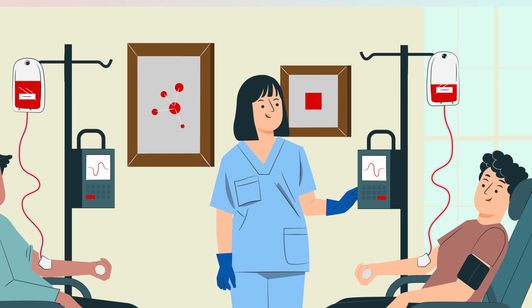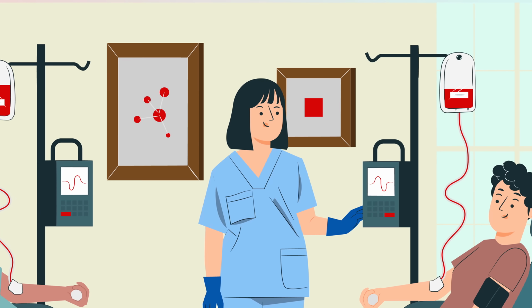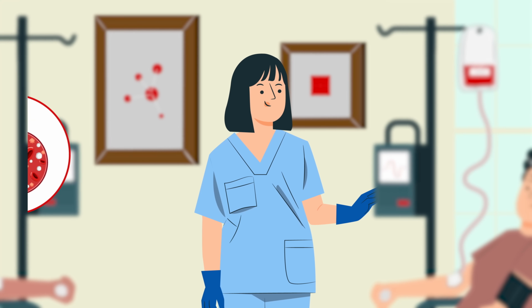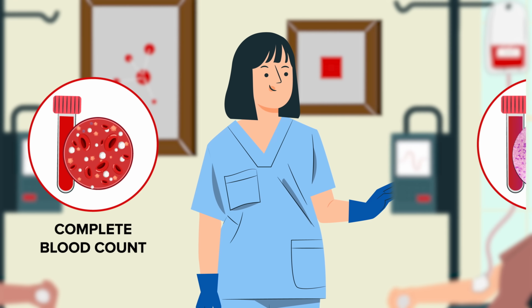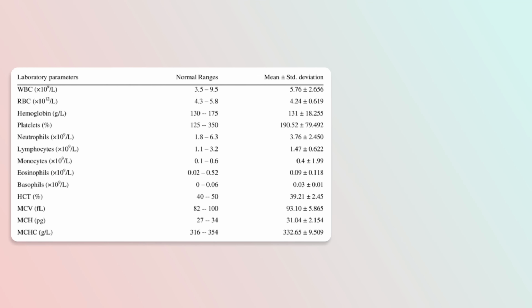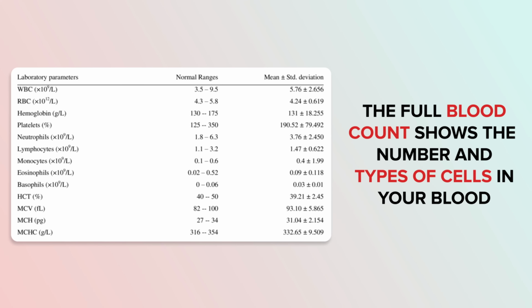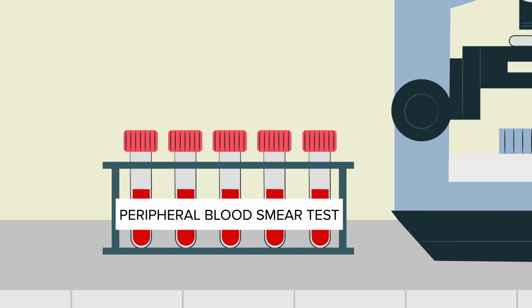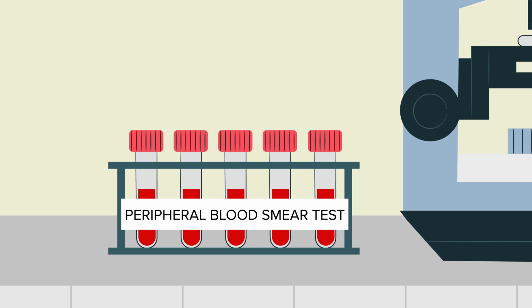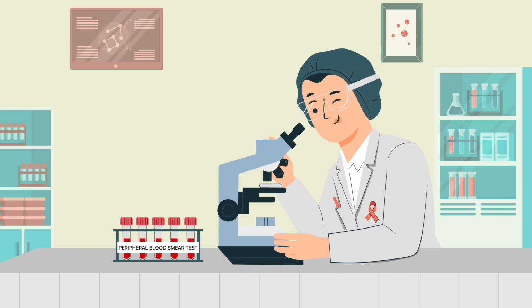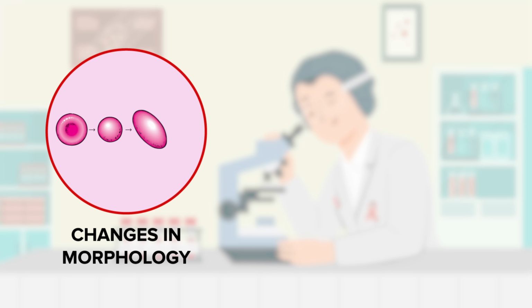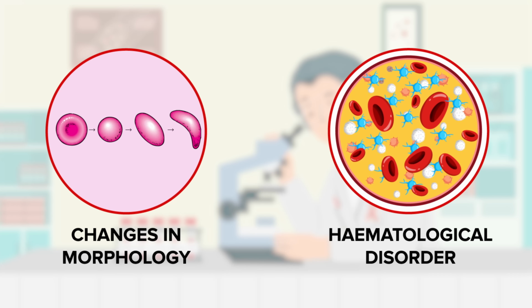2 common blood tests that haematologists perform and interpret include a full blood count, also called a complete blood count, and a peripheral blood smear. The full blood count shows the number and types of cells in your blood. It looks like this. A haematologist might also perform a peripheral blood smear by looking at individual cells under a microscope. Changes in morphology and numbers of these cells can indicate a hematological disorder.